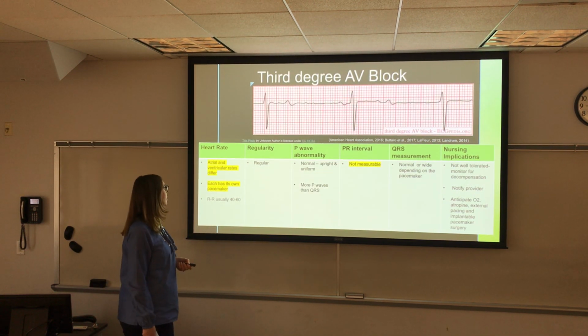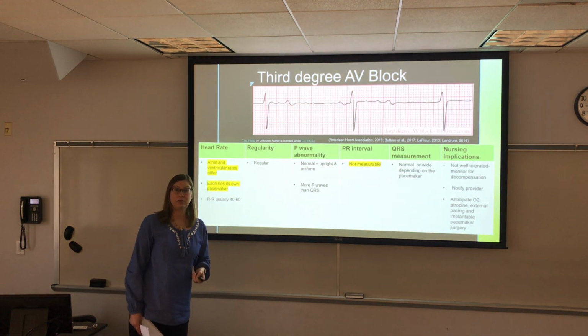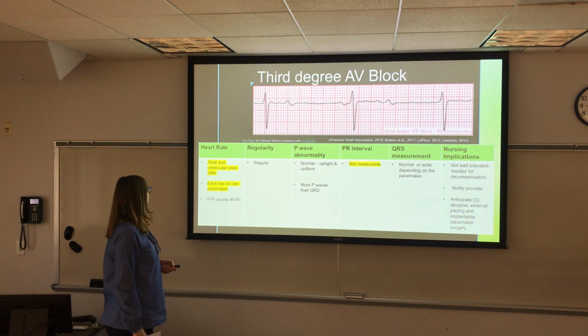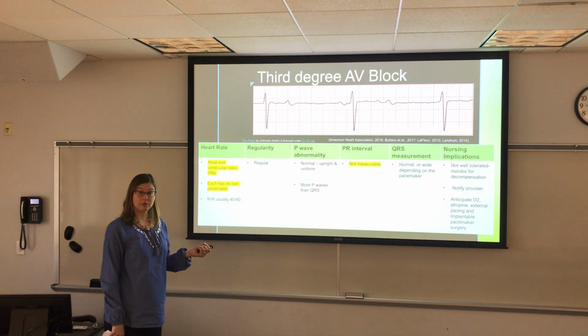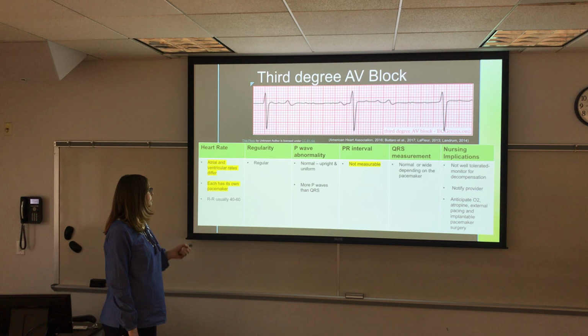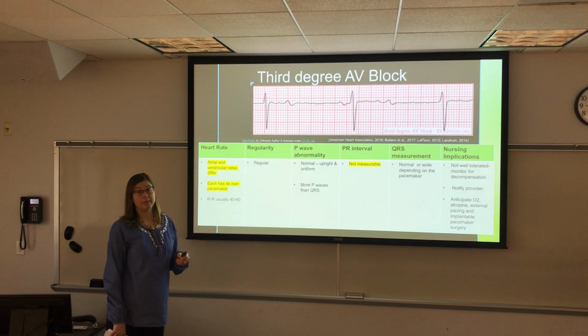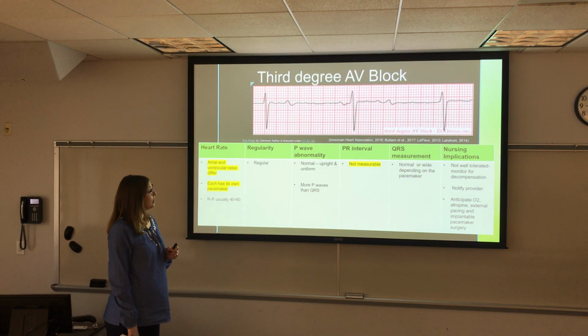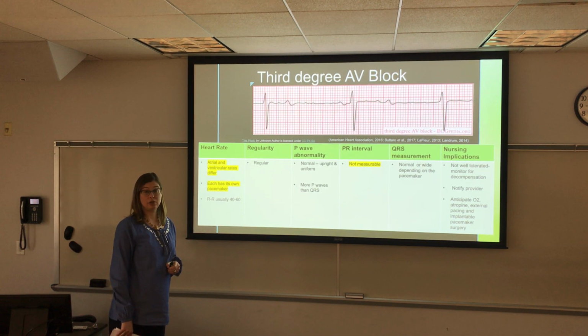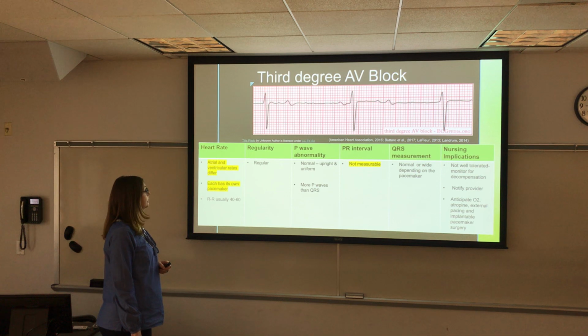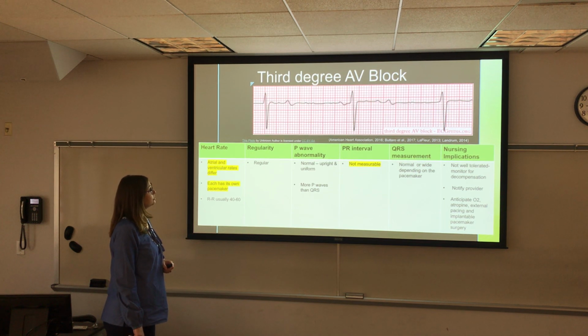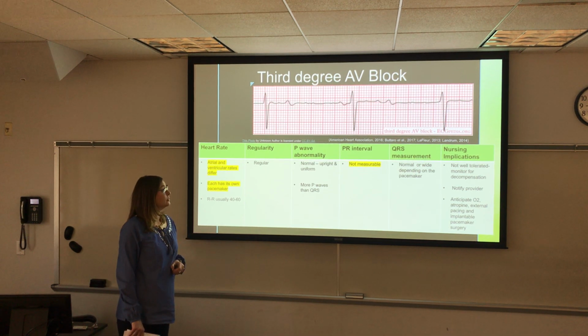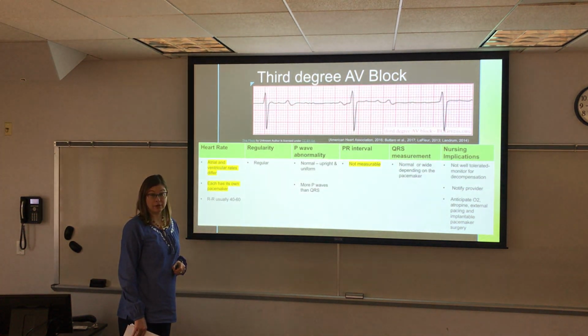In third degree AV block, there's a disconnect between the atria and the ventricles. So you're going to see different atrial and ventricular rates, as each has its own pacemaker. The rate is usually between 40 and 60. It is regular. The P waves are usually upright and uniform, but there are more P waves than QRS complexes. The PR interval is not measurable.